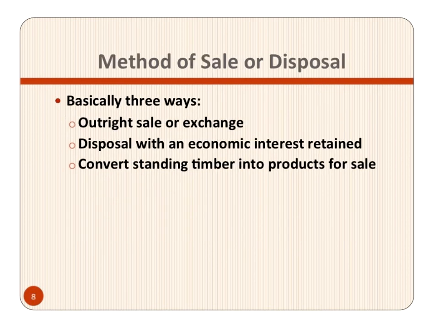So for method of sale or disposal, there are basically three ways. There's outright sale or exchange. There's a disposal with an economic interest retained. And also you can convert standing timber into products for sale and then sell the cut products. So these first two ways are selling standing timber. I'm going to focus on that. I'll just have a little bit to say at the end about converting standing timber into products and then selling the cut products.